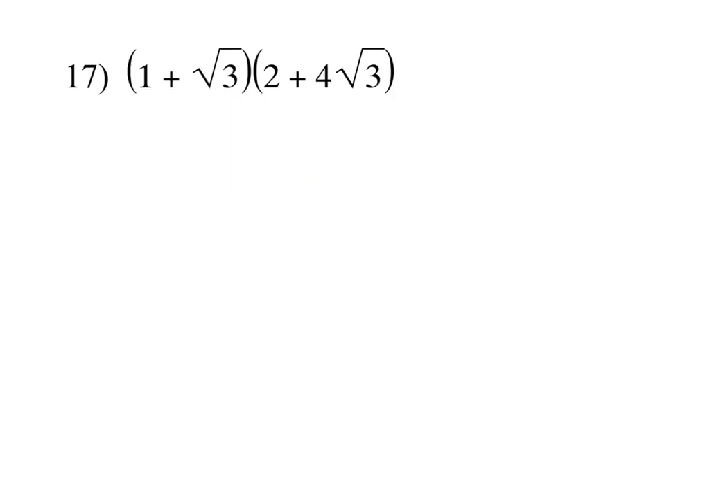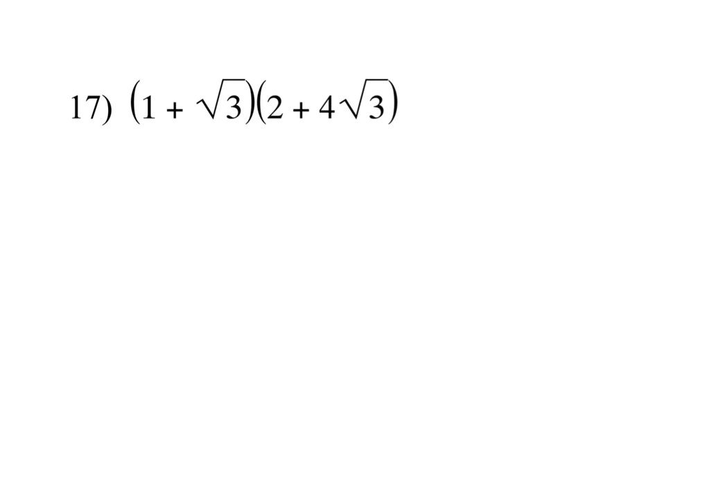All right, so for foiling, I'm going to do exactly the same thing. I'm just distributing twice and then combining any like terms that I have. I'm going to multiply this 1 through 1 times 2. That is just 2. 1 times 4 square root of 3. That is 4 square root of 3.